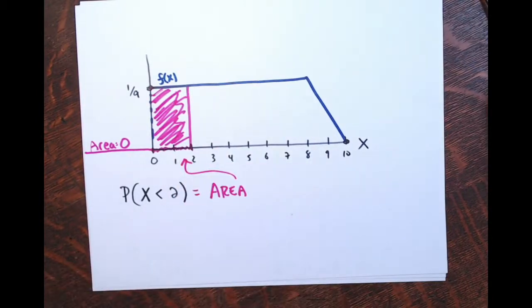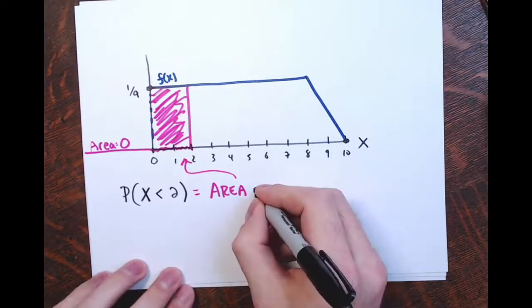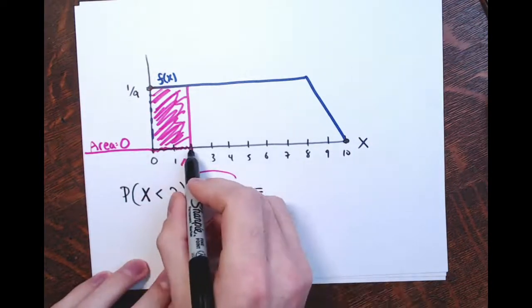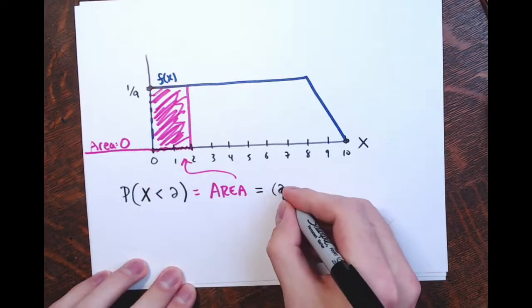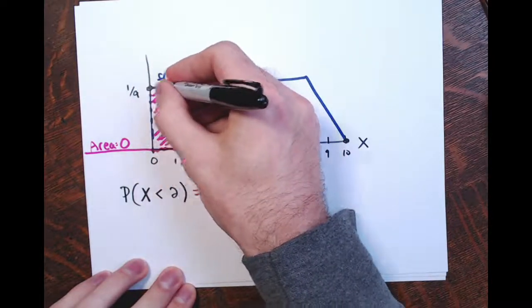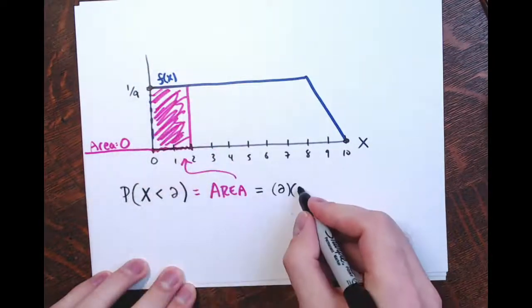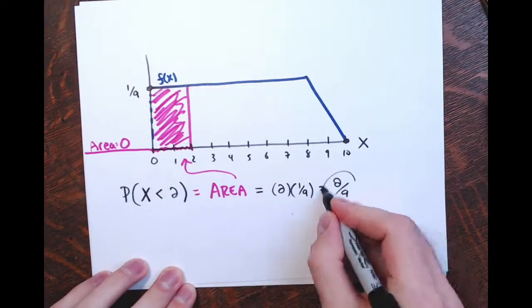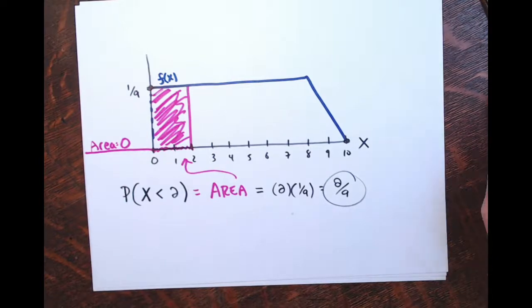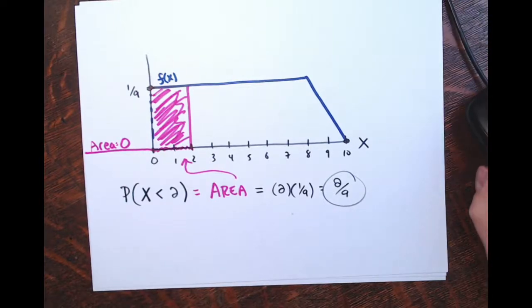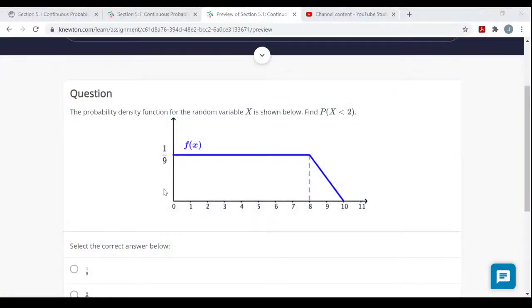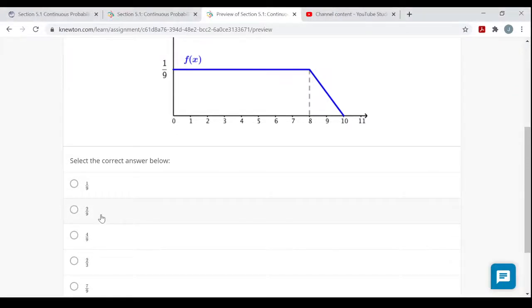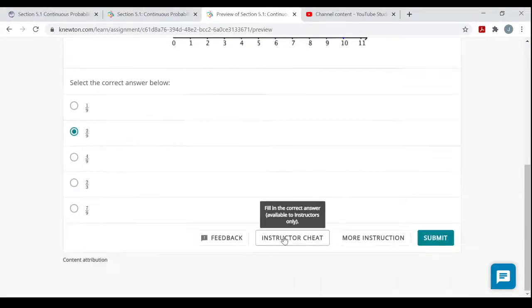Now it is a rectangle, right? So that makes it easy. The area is the width, and from 0 to 2 is 2 units. The height is 1/9, that's at 1/9 up there. So 2 times 1/9 is 2/9. Beautiful. And that's it. Again, the area under the curve for a continuous random variable is probability. 2/9.